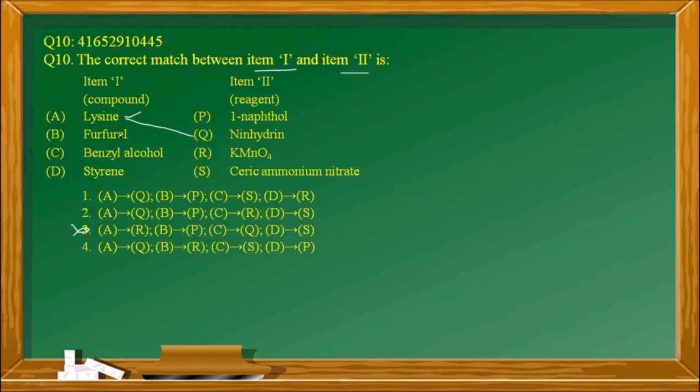Then furfural, what is the reagent? Furfural reacts with 1-naphthol. Benzyl alcohol gives the reagent ceric ammonium nitrate. Just go for styrene. Yes friends, styrene reacts with KMnO4, which oxidizes the styrene double bond to benzoic acid. So KMnO4 is the correct option: styrene, D to R. What about the others? Yes friends, these can be ruled out straight away. Let us see the options.